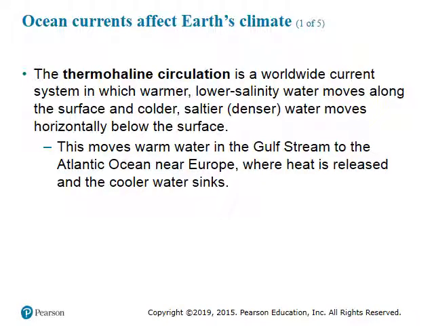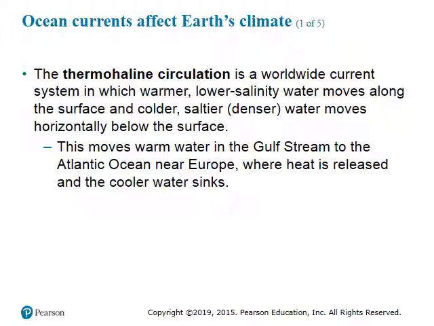So here's a fancy good word for you. The thermohaline circulation is the worldwide current system in which warmer, lower salinity water moves along the surface. Salinity refers to the salt content of the water. And then colder, saltier water, which tends to be more dense, right, because it has more dissolved solids in it, moves horizontally and below the surface.